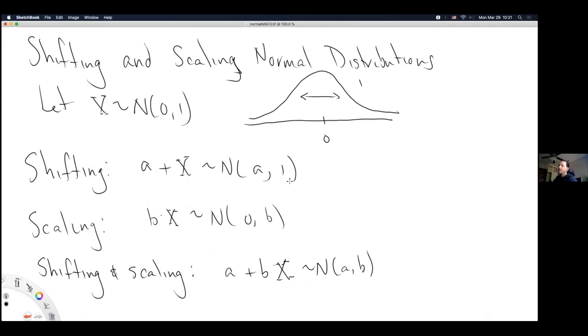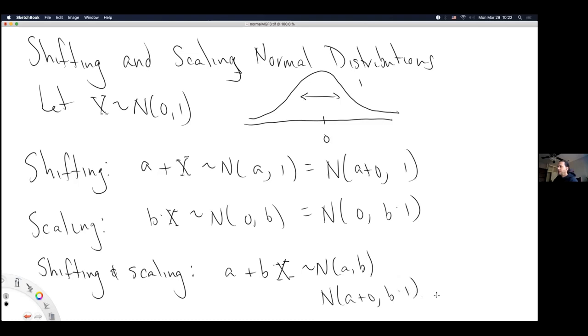So really the way you should think about this is, this is really just A plus 0 and 1. And this is really 0, B times 1. So down here, this is normal with mean A plus 0 and variance B times 1. Okay.